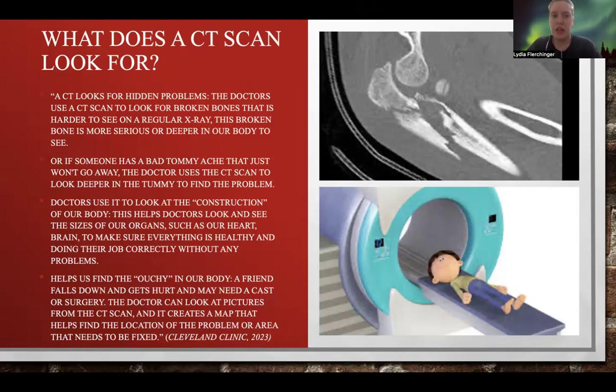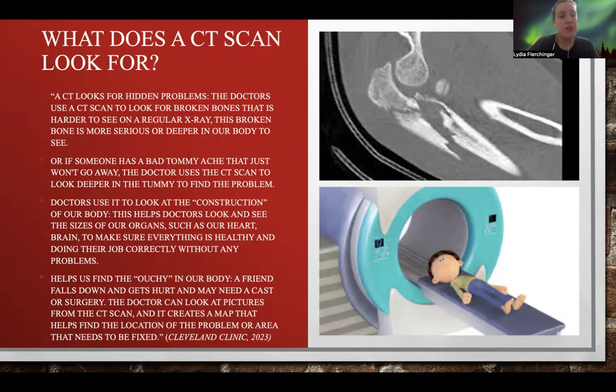So, what does a CT scan look for? Well, you can see up in the top right hand corner, it can see that, oh, your bone is broken. It's not right, so that you may need to get surgery on your bone. Or if it does not need surgery, it's just like, oh, you just need to be put in a cast for a little bit to make sure that your arm is okay.